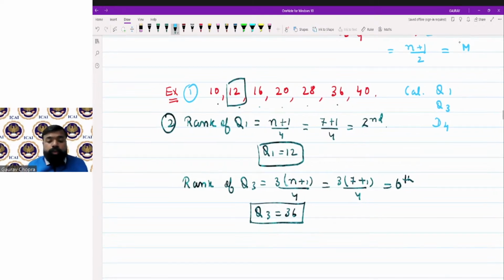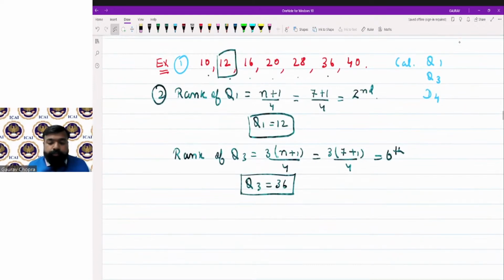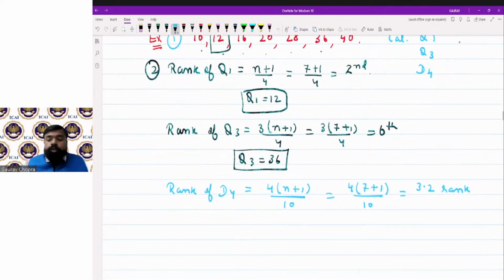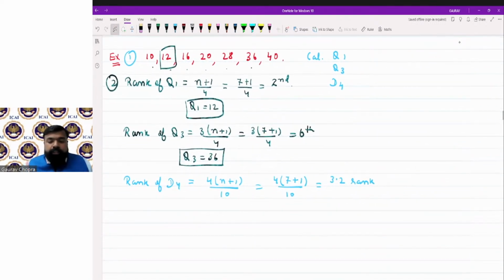And if we have to calculate D4, then how to calculate D4? The rank of D4 will be 4 into n plus 1 upon 10. So 4 into 7 plus 1 by 10. How much is coming? 3.2. So this time the rank is 3.2. Now the problem is the rank is coming in decimal. So how to simplify this? If the rank is coming in decimal, then how to solve?